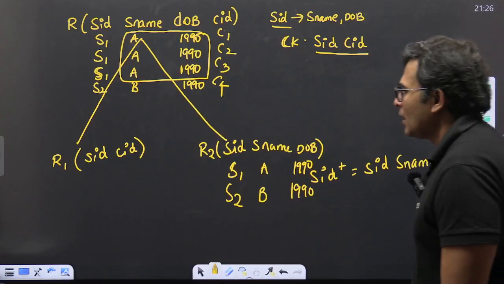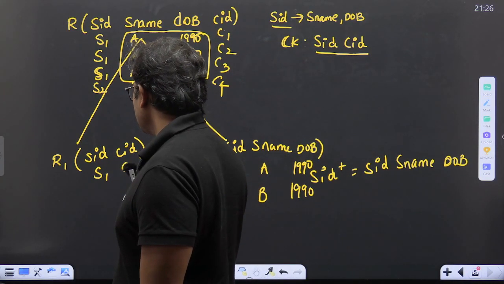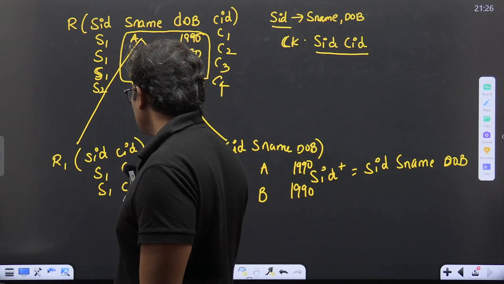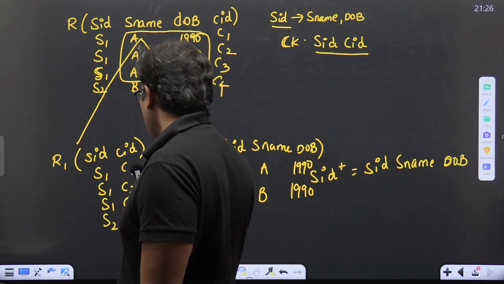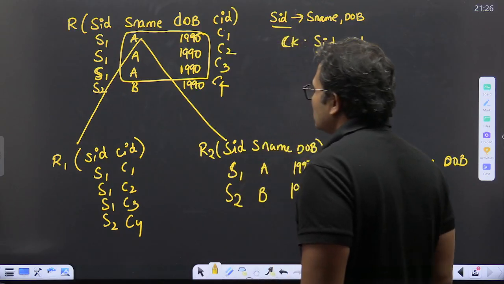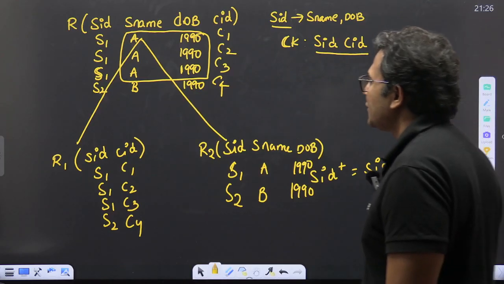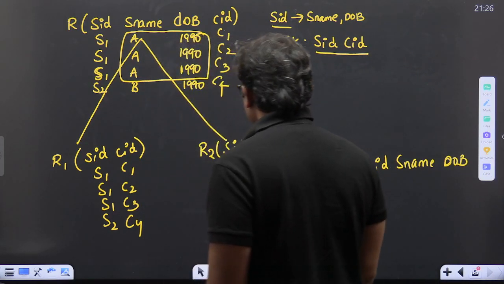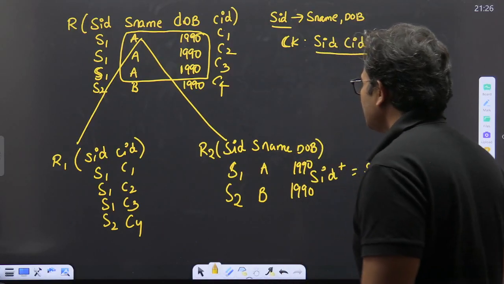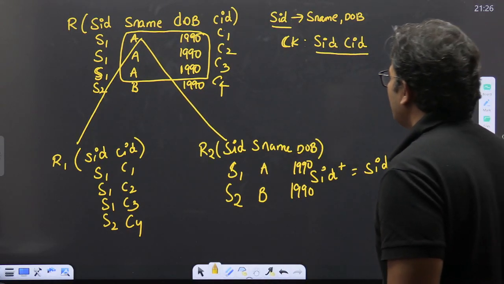Okay. Now coming to SID, course ID, you can simply write S1 registered in C1, S1 registered in C2, S1 registered in C3 and S2 registered in C4, right? Now this is how redundancy has been eliminated when we have decomposed a table into second normal form, right? When we decompose the table into second normal form, the redundancy has been eliminated. But the question is, is it dependency preserving, right?